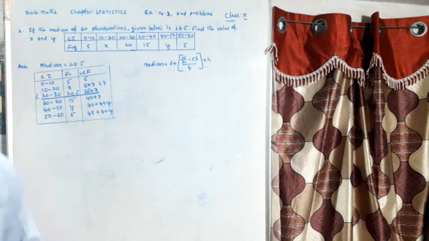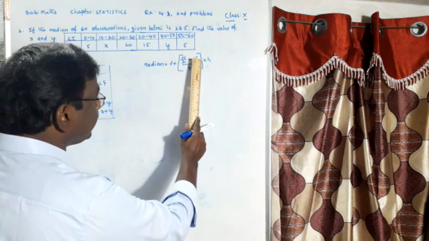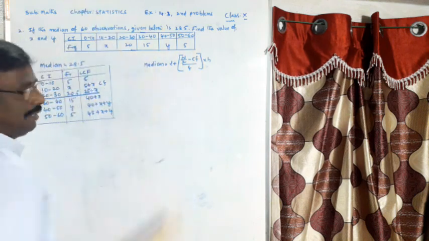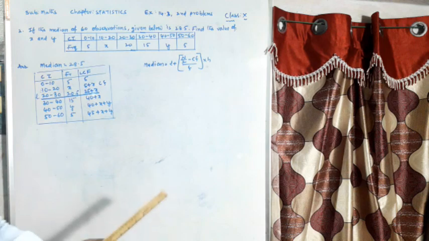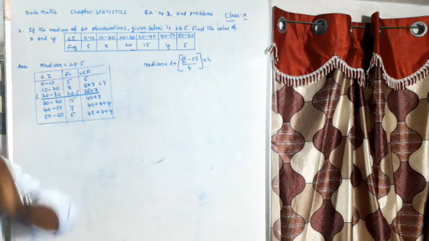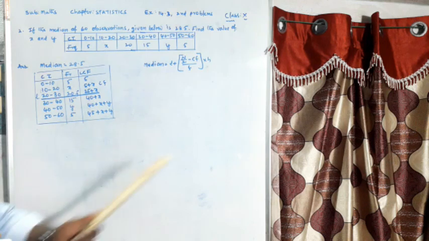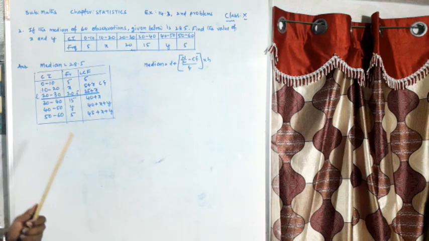Now you can connect with median formula. What is the median formula? L plus n by 2 minus CF by F into H. Now what is L? You can select from this table only. What is L? Lower boundary of the median class. Next N, total observations. Next CF, cumulative frequency.